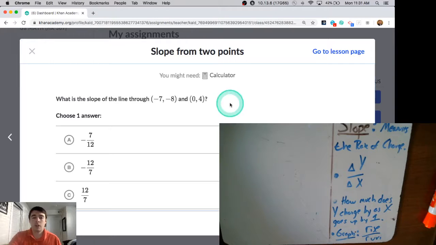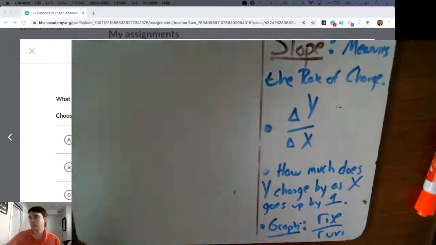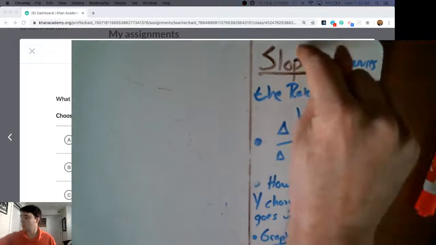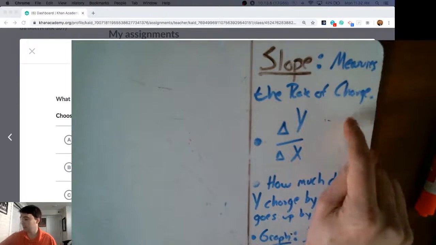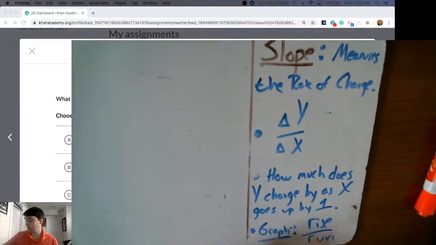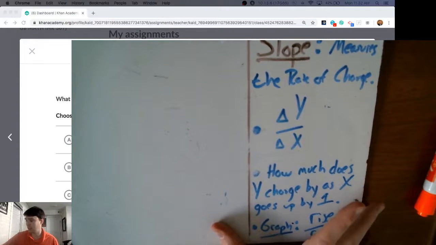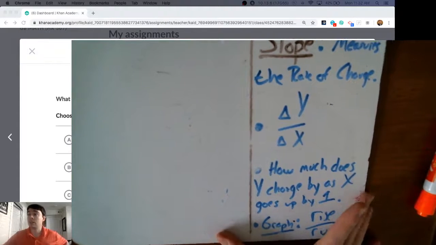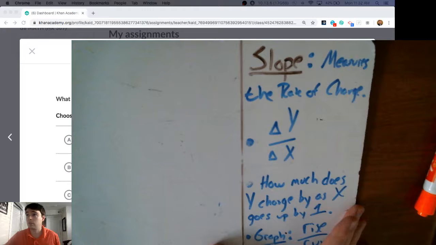Before we get started on this first problem and start calculating slope from 2 points, we're just going to do a quick review on slope from the last lesson, the last assignment. As you remember, slope measures our rate of change. Sometimes it's on a graph. We could use rise over run, but other times you're just going to be given equations or 2 points and you'll have to calculate slope without a graph.